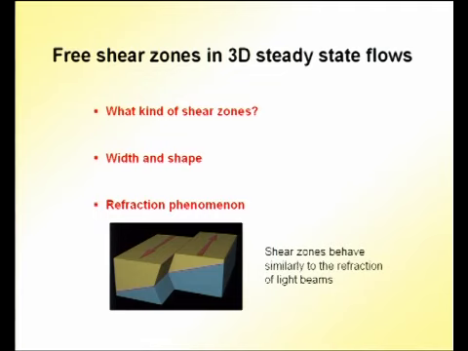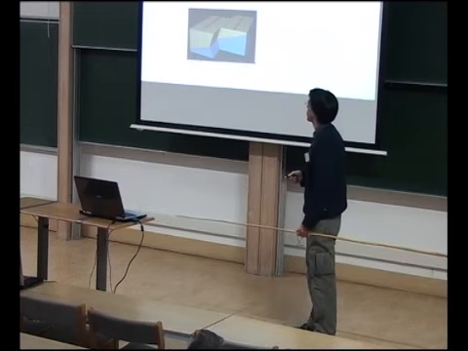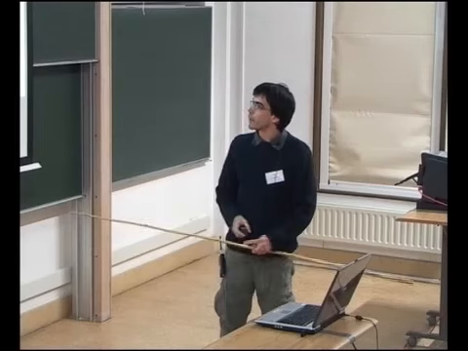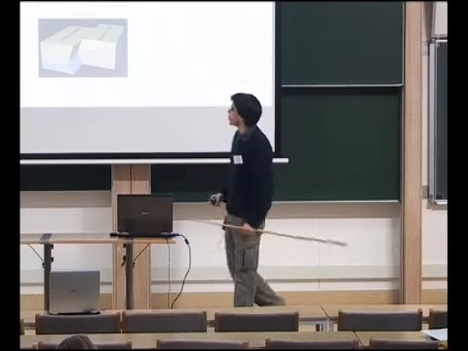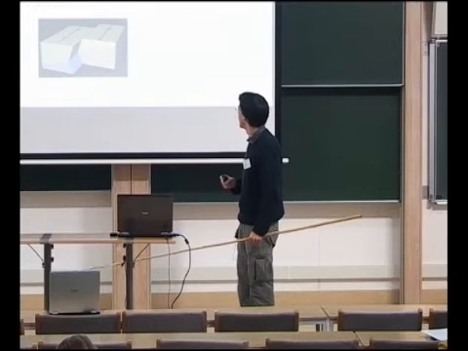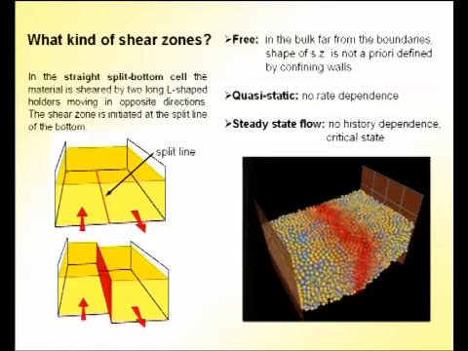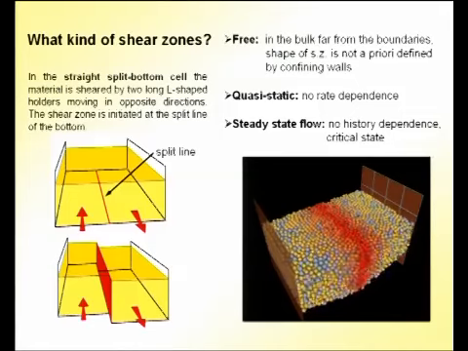This is the outline of the talk. First, I would like to clarify what kind of shear zones I am talking about. Then I will discuss some width and shape properties. And finally, I would like to show you a nice phenomenon in which shear zones mimic the effect of light refraction. What I mean is that the orientation of the shear zone changes at the interface of two different materials.